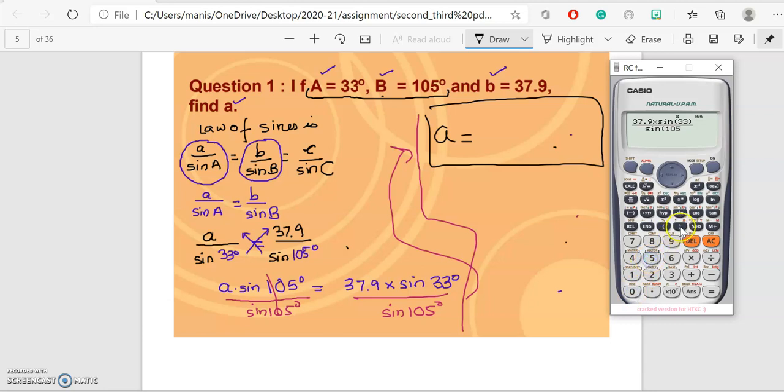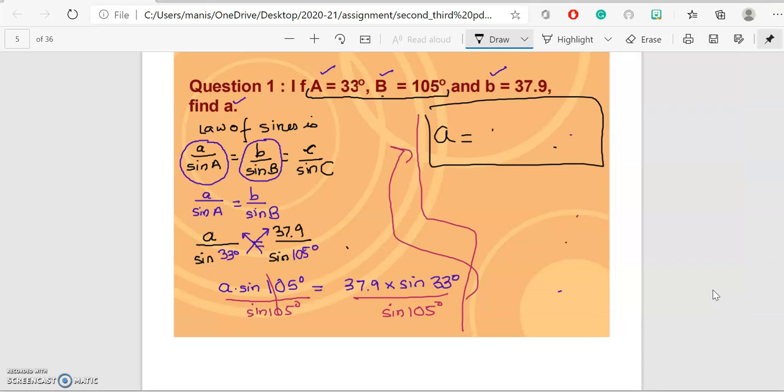Now if you pay attention, I'm not putting the degree symbol because my calculator is in the degree mode over here. If you look on your calculator, you will see D over here, and you press the equal button, it gives you answer 21.36. So I will come back over here and write my answer 21.36. This is the value of lowercase a or side A in this question.